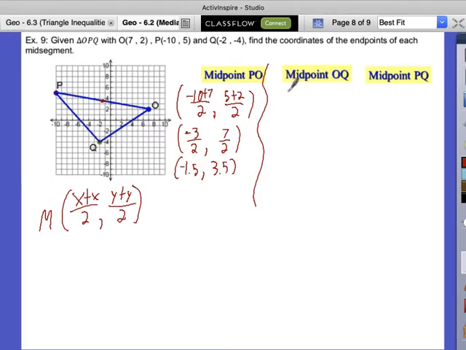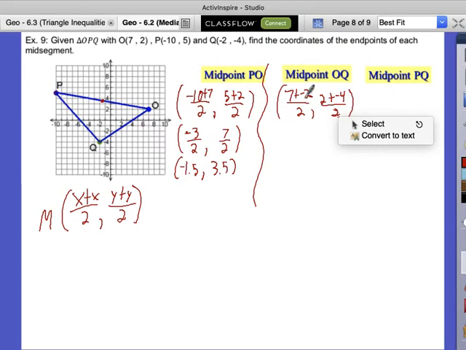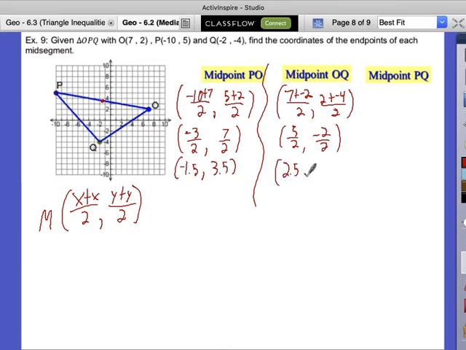For OQ, we take the x's and add them together: 7 plus -2, and divide by 2. We take the y's and divide by 2: 2 plus -4 over 2. 7 plus -2 is 5 over 2. 2 plus -4 is -2 over 2. 5 divided by 2 is 2.5. -2 divided by 2 is -1. That is the coordinate of our midpoint. We go over to 2.5 and down to -1, and we find our coordinate on the triangle.